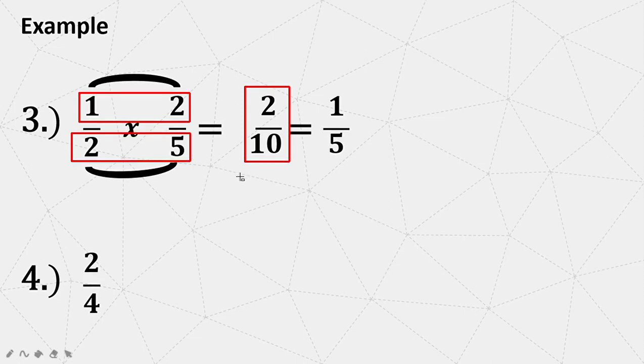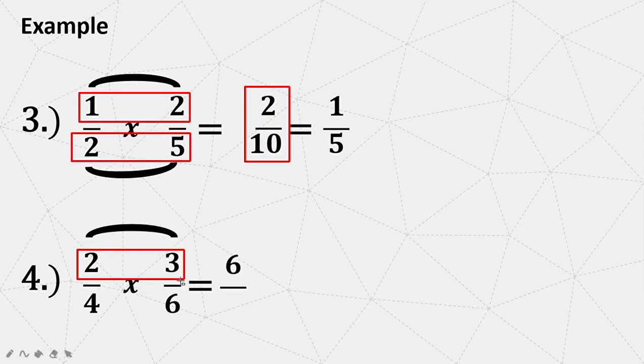For number 4, we have this problem. So, we have 2/4 times 3/6. So, gagawin lang natin, balikan din natin yung steps natin. Numerator to numerator, 2 times 3 will give us 6. Denominator to denominator, multiply natin sa 4 times 6 will give us 24. Now, as you can see, proper fraction pa rin siya. But 6, think about 6.